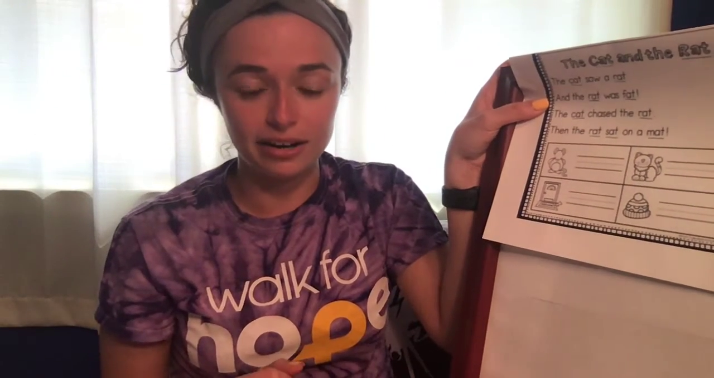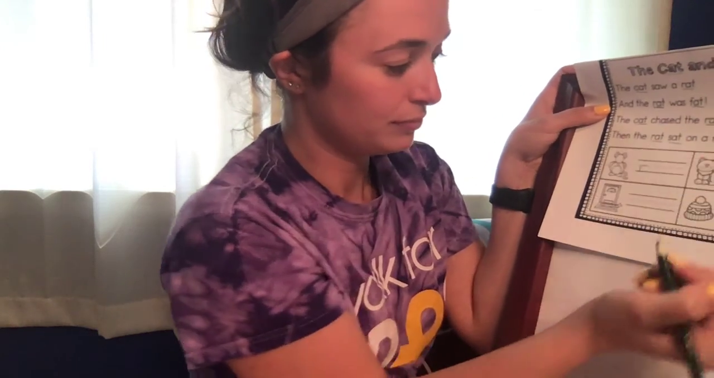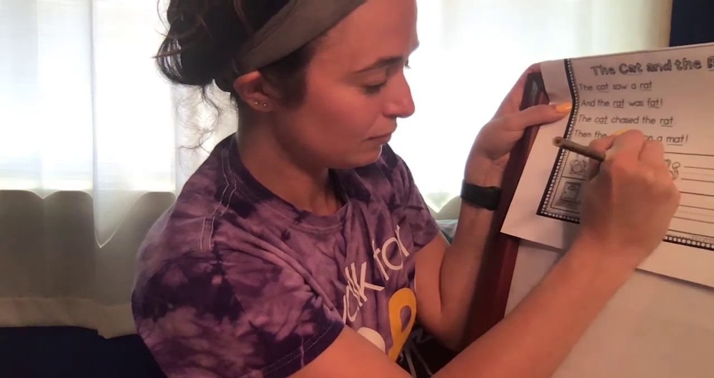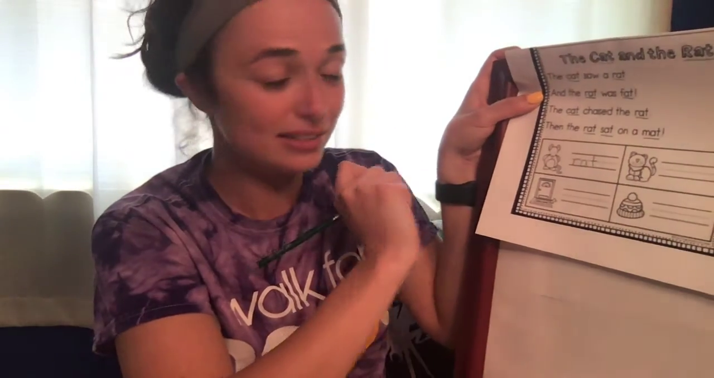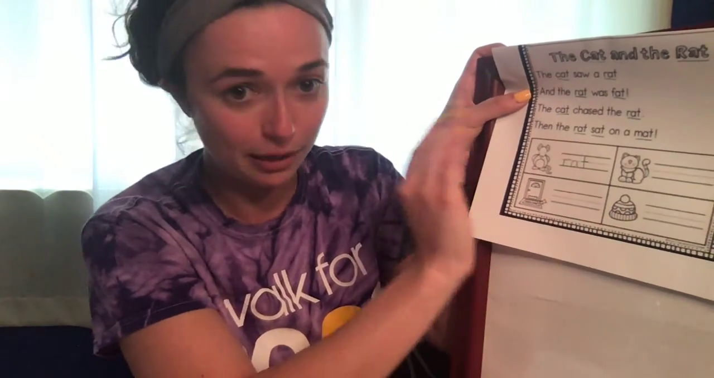What do we hear in the beginning of at? The letter R. At. It's the at word family. So what two letters do we need at the end? AT. And when I write my words, I make sure that it takes up that whole space, right? We don't want our floating letters.